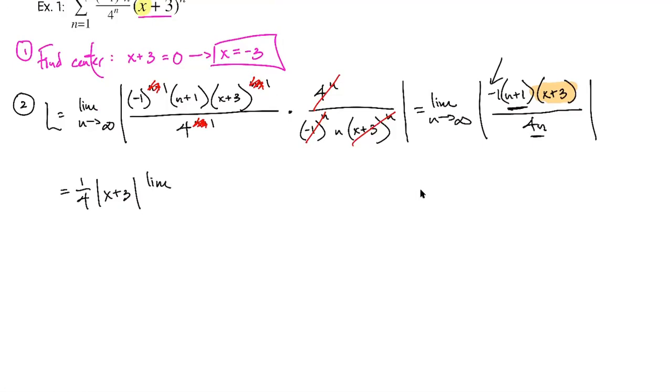And then when we take the limit of what's left, we've got n plus 1 over n. And that limit goes to what? 1. Okay. So what we have here then is 1/4 times the absolute value of x plus 3. This is equal to our L. So L is equal to 1/4 absolute value of x plus 3. We leave it like that, or do we plug the x in?